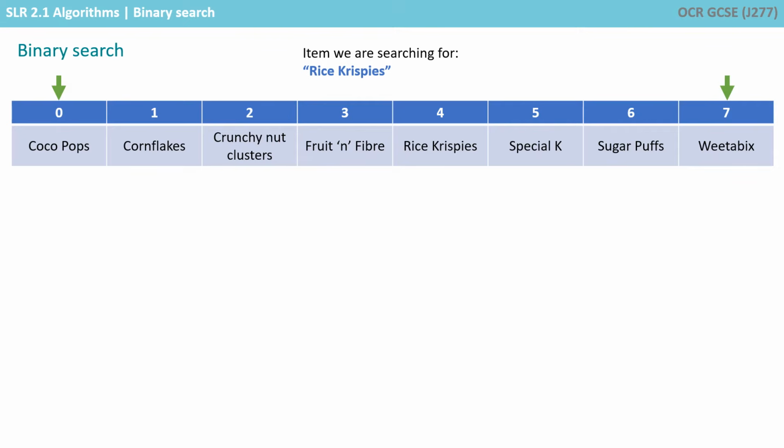So let's look at a typical example. Here we've got a data set of 8 breakfast cereals, and they each have an index of 0 to 7. We've set a left pointer over the first item, Cocoa Pops, with an index of 0, and a right pointer over the last item, Weetabix, with an index of 7.